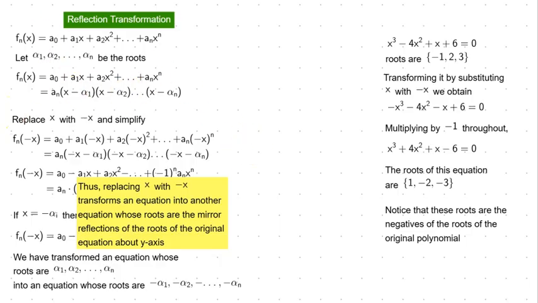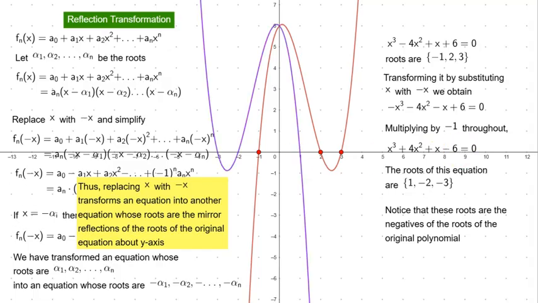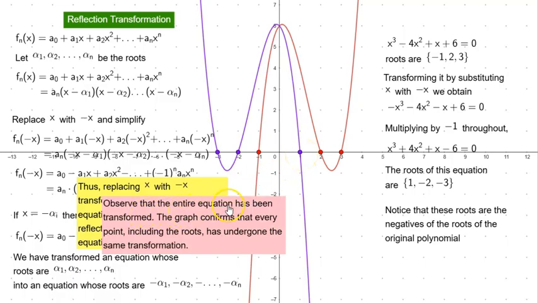Now let's look at the graph. This is the graph of x cube minus 4x square plus x plus 6. Roots are minus 1, 2, and 3. Now let's draw the graph of x cube plus 4x square plus x minus 6. It is this. And here the roots are minus 3, minus 2, and 1. So observe that the entire equation has been transformed. The graph confirms that every point, including the roots, has undergone the same transformation.